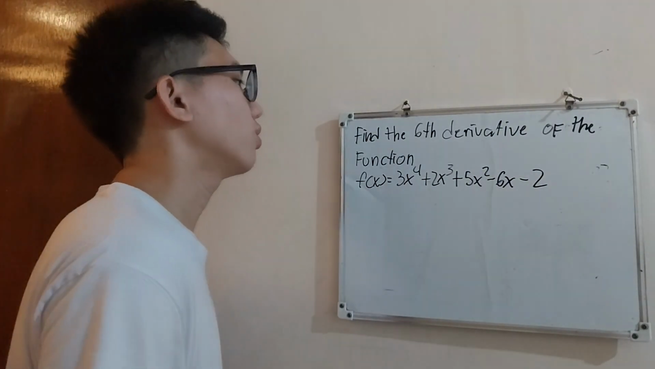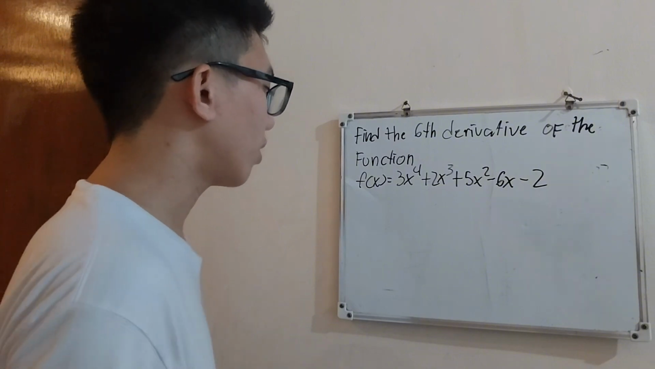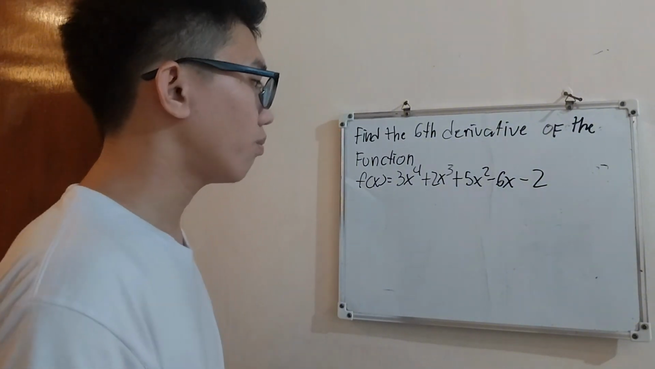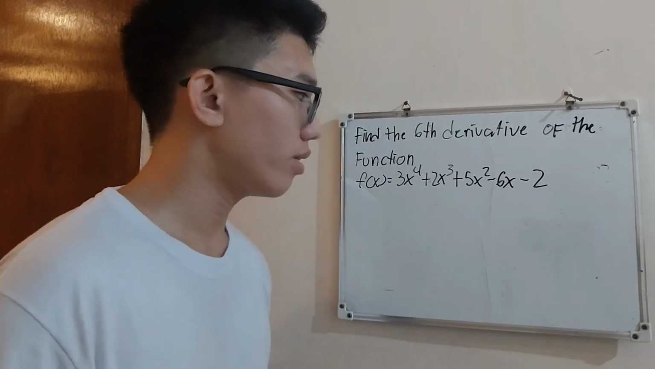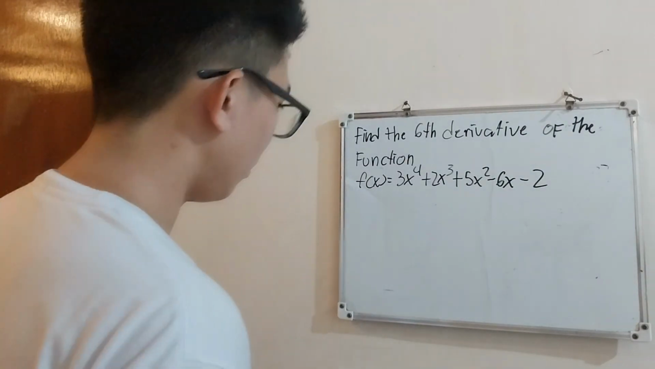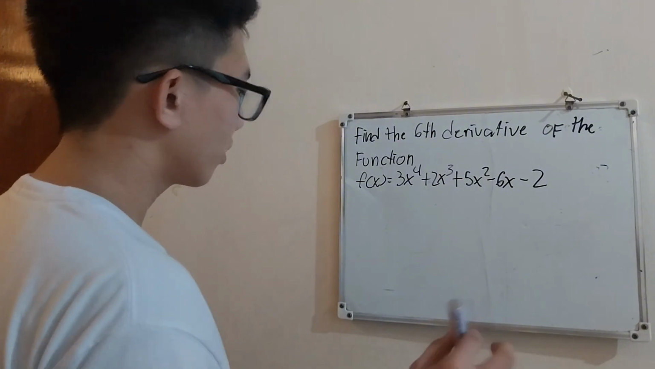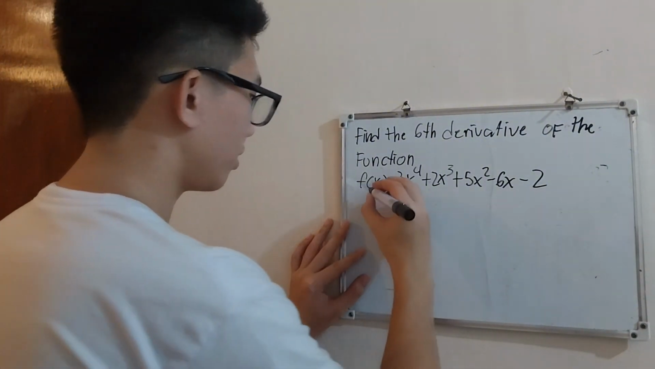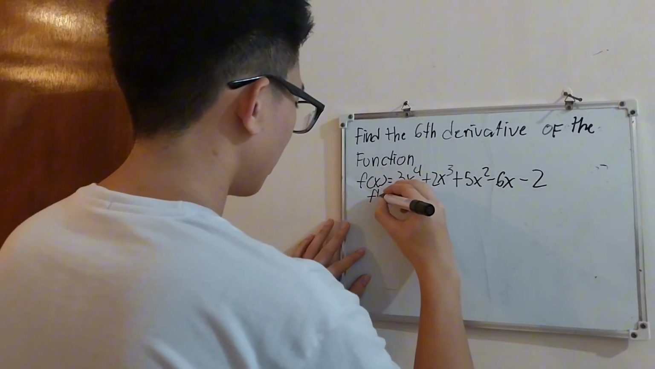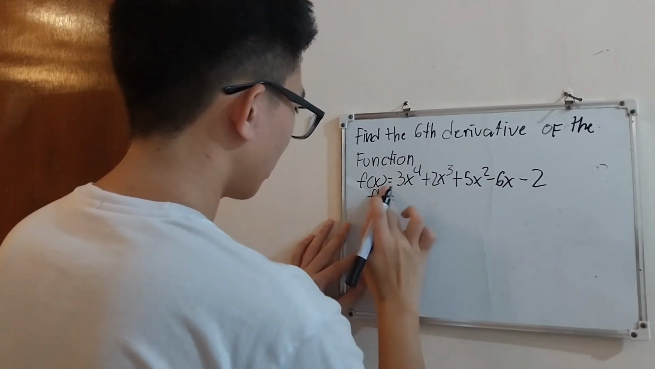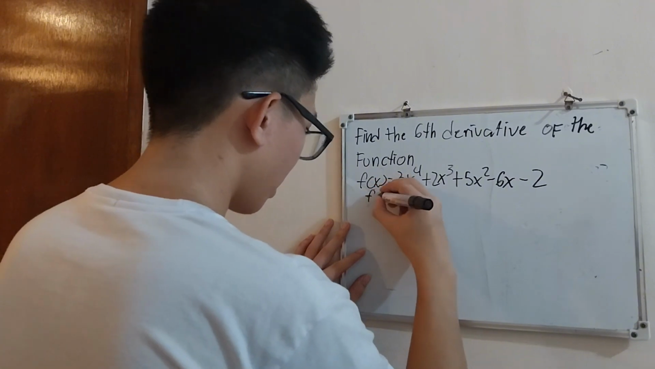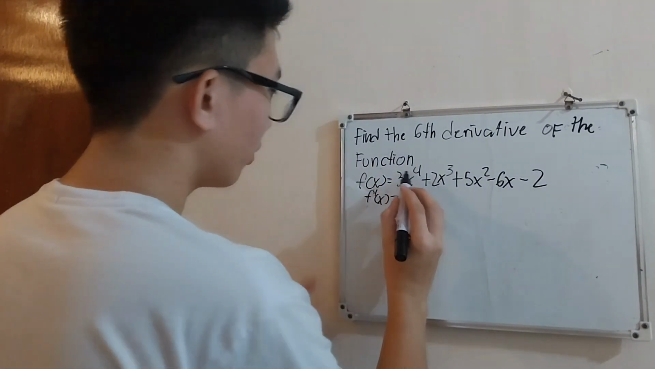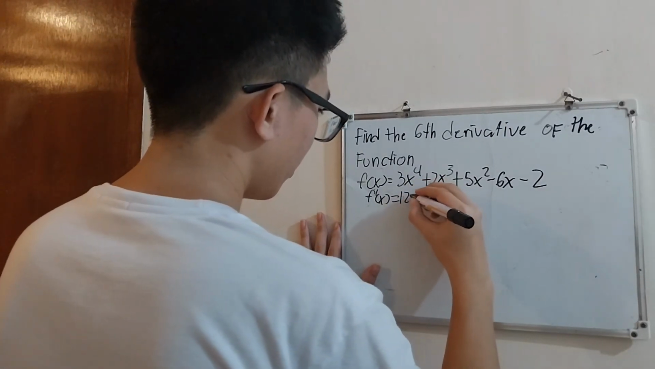The question is, find the sixth derivative of the function f of x equals 3x^4 plus 2x cubed plus 5x squared minus 6x minus 2. To solve this, all you have to do is differentiate. So 4 times 3 equals 12.